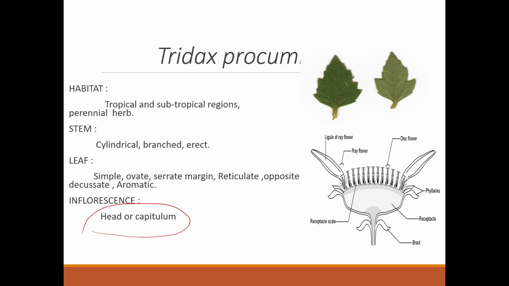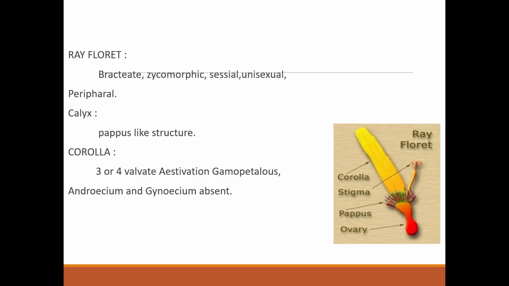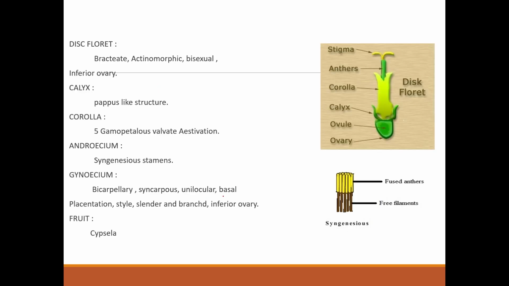They generally have an alternate arrangement. Then the flowers are of two types, ray floret and disc floret. The ray floret is bracteate, zygomorphic, unisexual, and the calyx is pappus-like. The corolla is 3 to 4 lobed and the aestivation is gamopetalous.